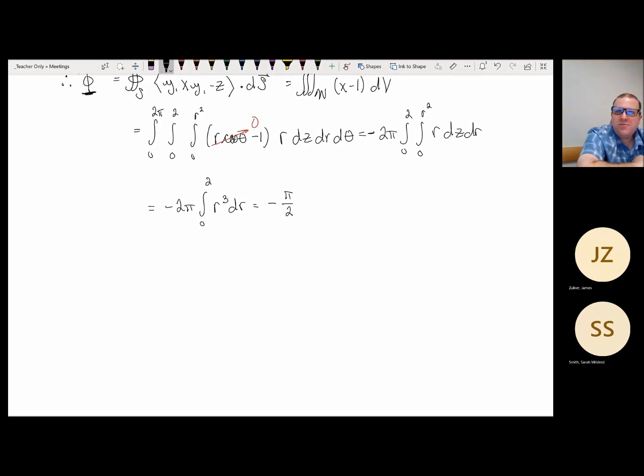Two pi over 4, pi over 2, negative pi over 2. r to the 4th from 2 to 0 is just 2 to the 4th, which is 16, divided by 2. And that would give a flux of -8 pi.